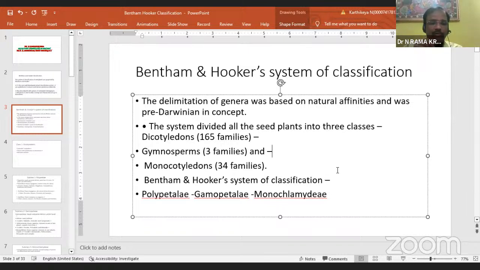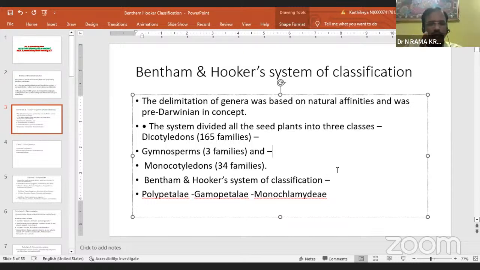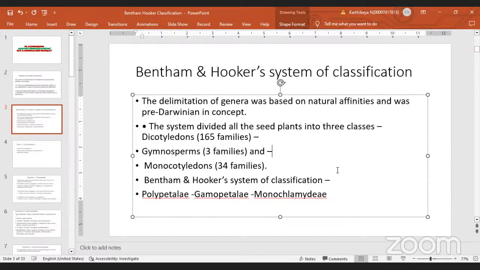Azadirachta indica, neem plant. You can tell any one plant, any plant name. Mangifera indica, that is mango. Is that a monocot or dicot? Dicot, sir. Why? Taproot system is there. Is it okay now? Yes, sir.